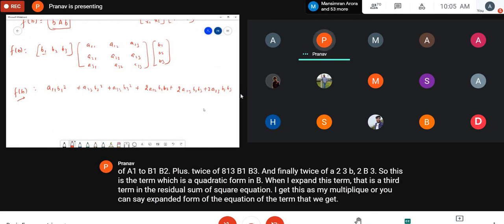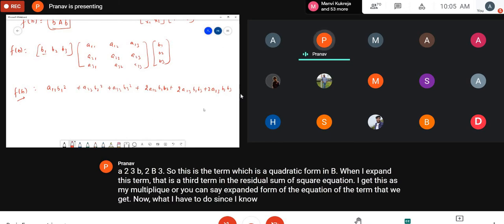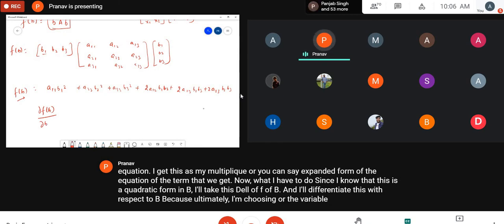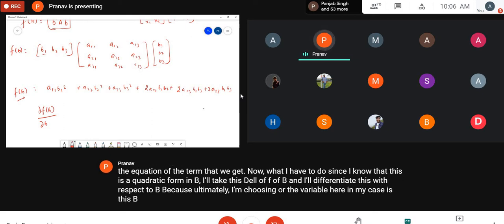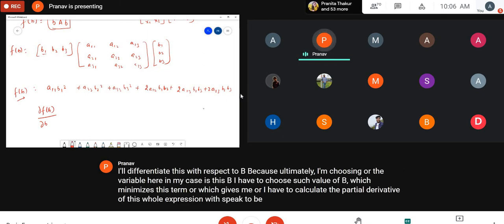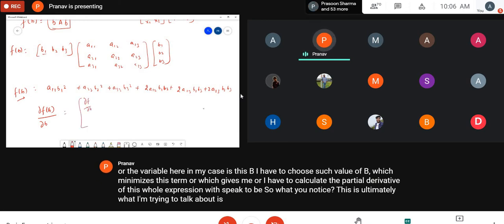Now since I know that this is a quadratic form in B, I'll take the del of f of b and differentiate it with respect to b. Because ultimately the variable here is b. I have to choose such a value of b which minimizes this term, so I have to calculate the partial derivative of this whole expression with respect to b. Ultimately what I'm talking about is del f upon del b1, del f upon del b2 and del f upon del b3.